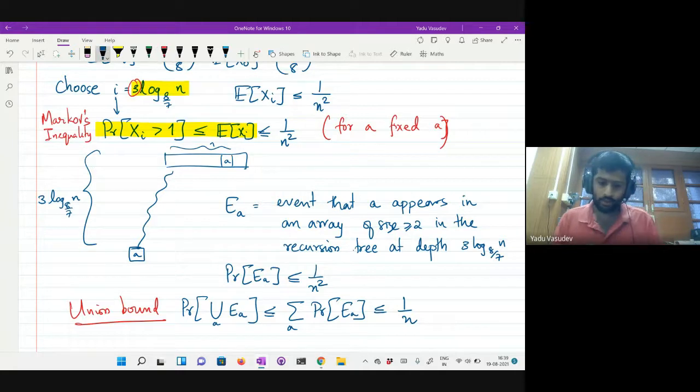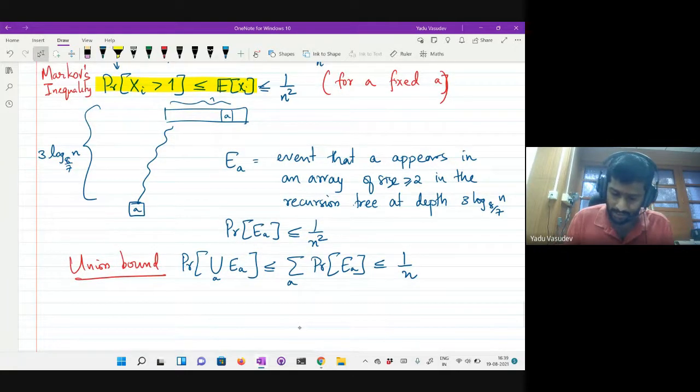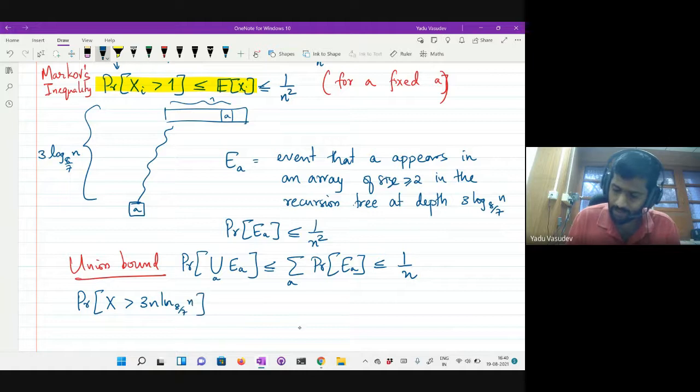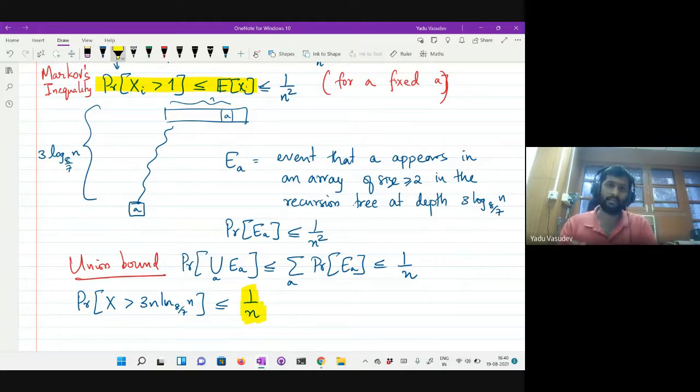Right. So what we have shown is that the probability that the running time of quicksort, x, which is what we are looking at, is greater than 3n ln 8 over 7n is at most 1 over n. So this is slightly better than what we saw before. Earlier, when we just applied Markov directly, we saw that this constant was bad. This error probability was bad. We had a constant. So now this is inverse polynomial.